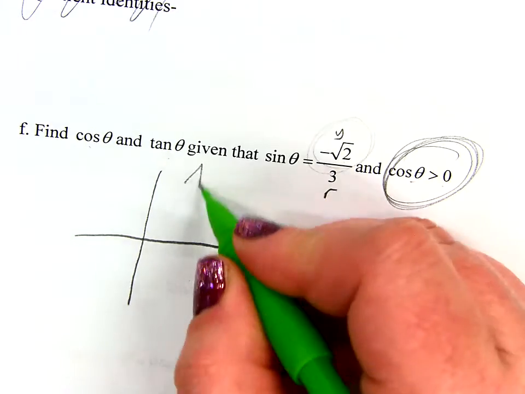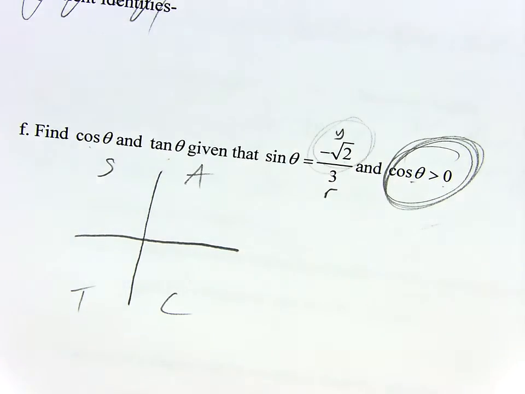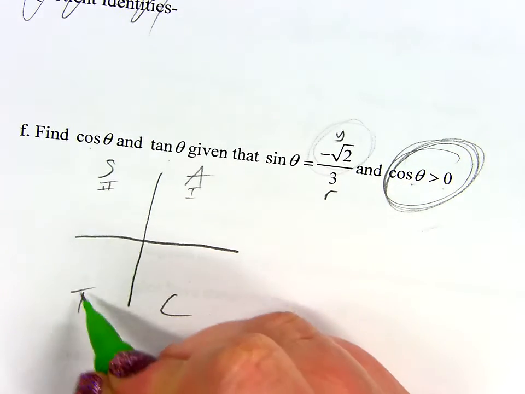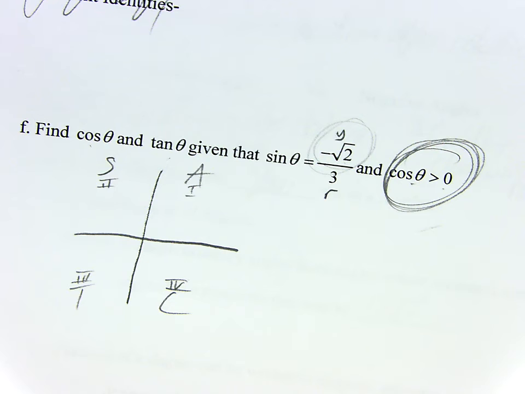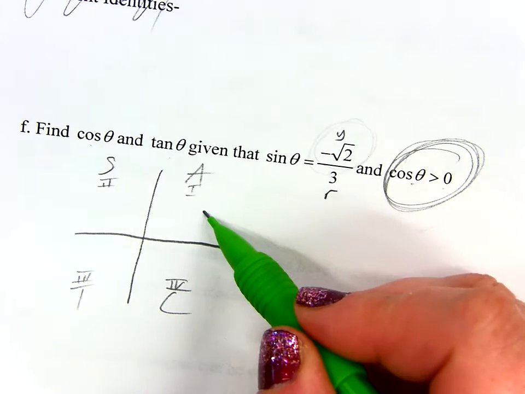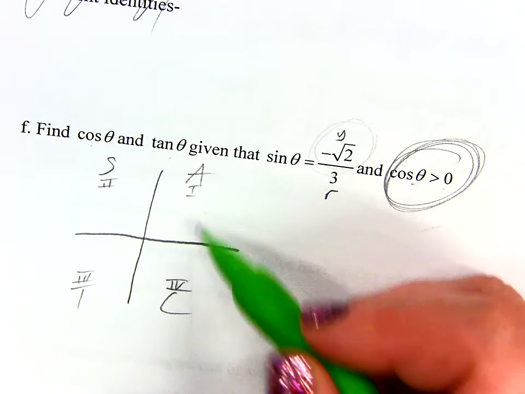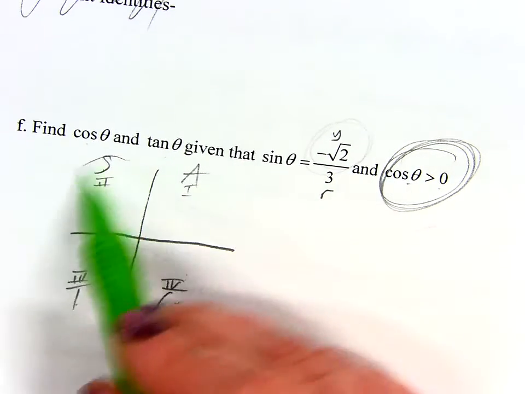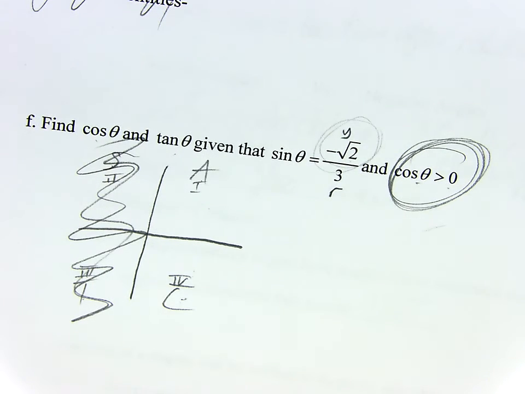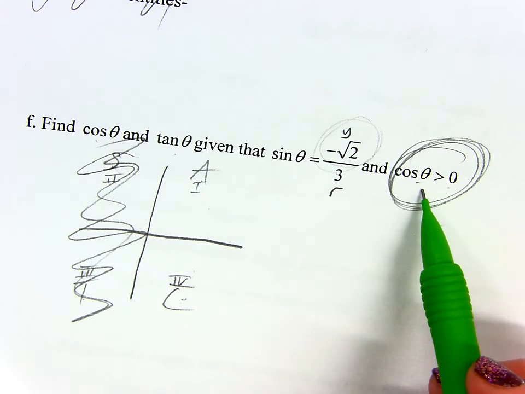So let's remember, all students take calc. What quadrants have positive cosines? In what quadrants will I find positive cosines? First one, because everyone's positive there, and the fourth, right? All of them, sine, tangent, cosine. So I'm not dealing with this because I know cosine has to be positive.